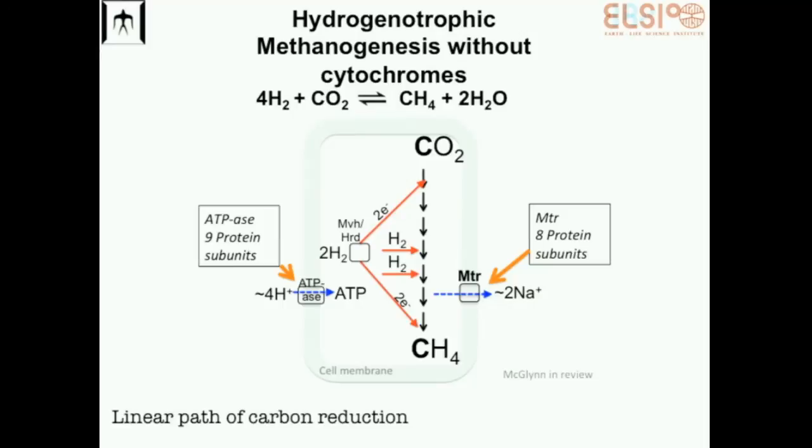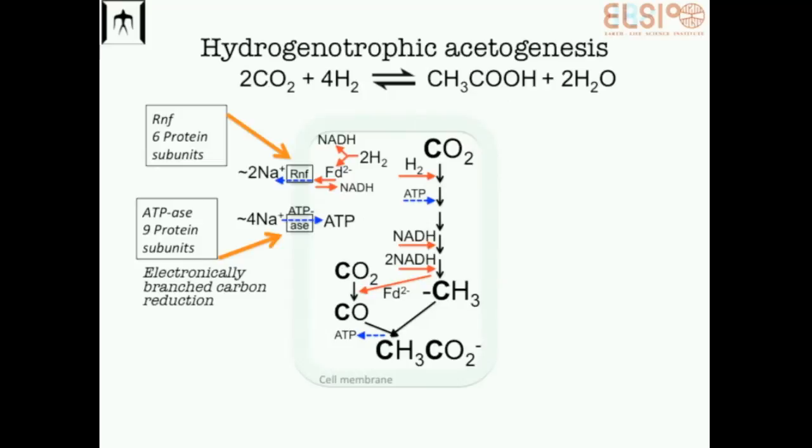Let's look at acetogens, which are oftentimes thought to also be simple. They do a metabolism that looks a lot like methanogenesis, except it's branched, and instead of making methane, they make acetate. And again, they can exist with only two pumps inside of them, too. They use a different variety. It's called RNF. It happens to be able to run with 6 protein subunits, so it looks a little bit simpler. Again, ATPase actually has to use 9 different subunits. It's pretty complicated.